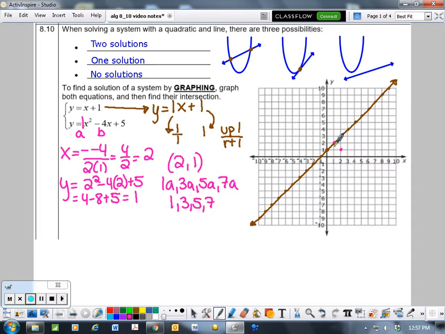And since my a is 1, it's a 1, 3, 5, 7 pattern. So up 1 over 1, up 3, 1, 2, 3 over 1, and I get that idea of where it's crossing. Wherever it crosses is my answer, so my intersection points are 1, 2, that's the coordinate of this point, and then my other intersection right here is 4, 5. And those are my two answers. And so we're going to look at another graph.